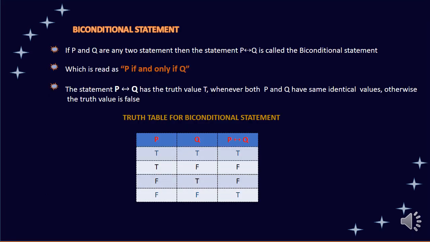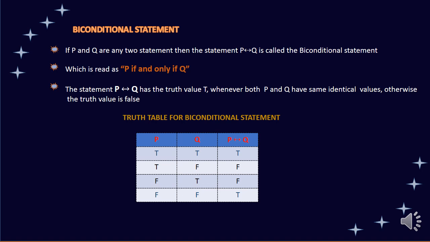Biconditional statement. If P and Q are any two statements, then the statement P if and only if Q is called a biconditional statement, which is read as "if and only if". That means P if and only if Q. The statement P if and only if Q has the truth value T whenever both P and Q have the same identical values, otherwise the truth value is false.